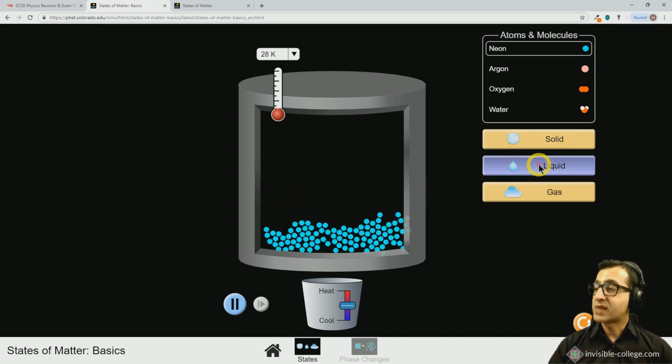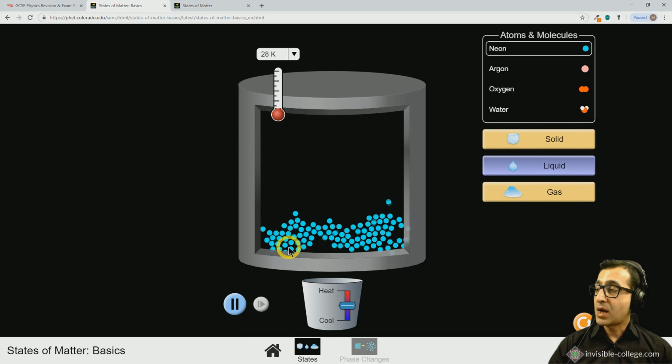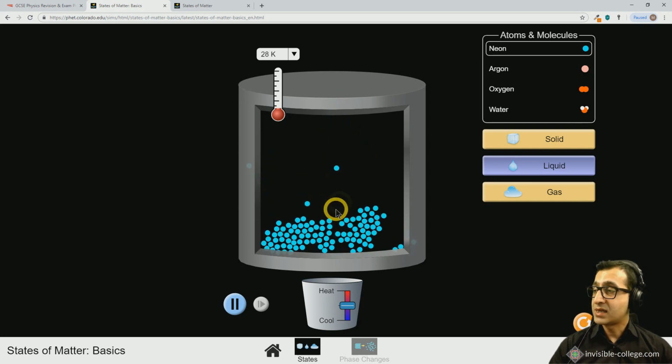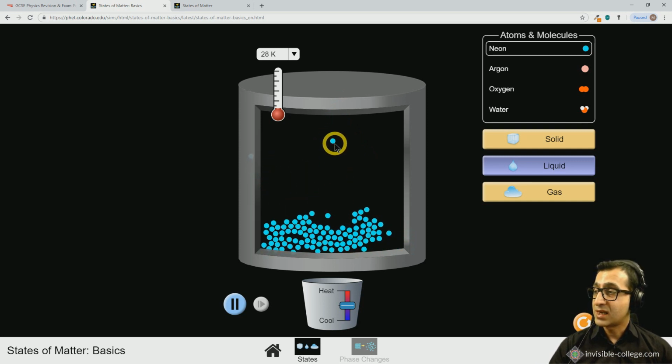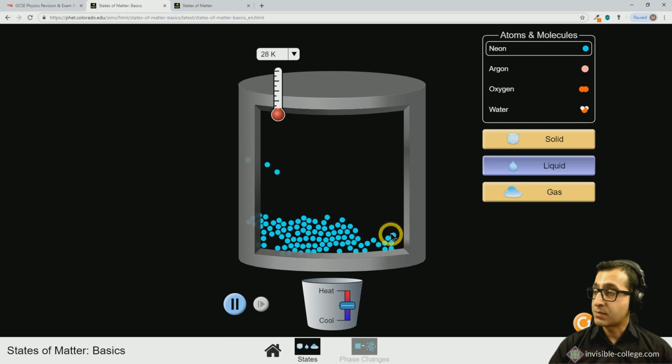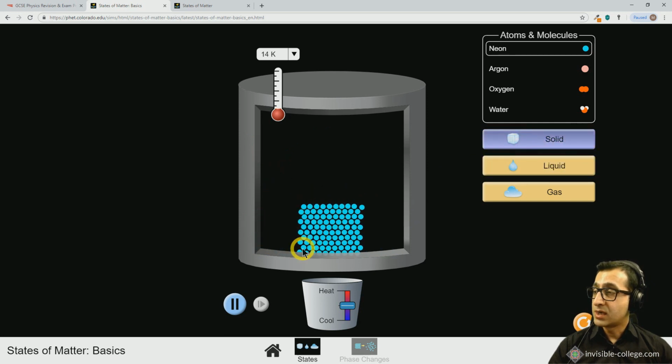Now, when we go to the liquid state, we see that the particles are disordered. They are moving randomly, and some of them have sufficient kinetic energy to break free of the surface of the liquid, as you're seeing here, and go off into the gas state. So this is evaporation that you're seeing here, and as you can see, the water will take the shape of its container, whereas the solid maintains its own shape.